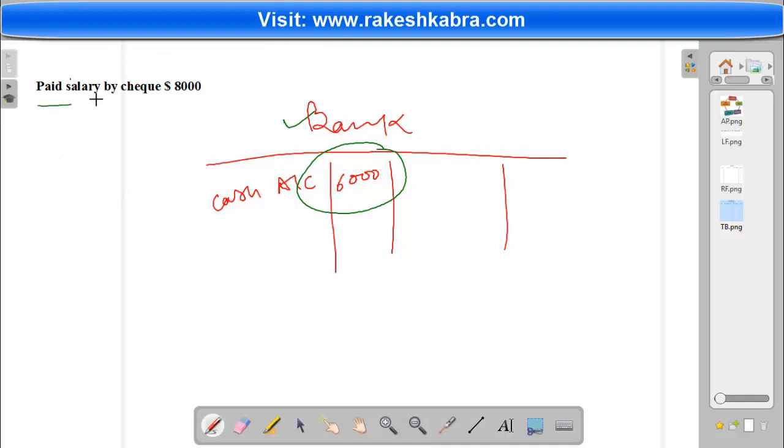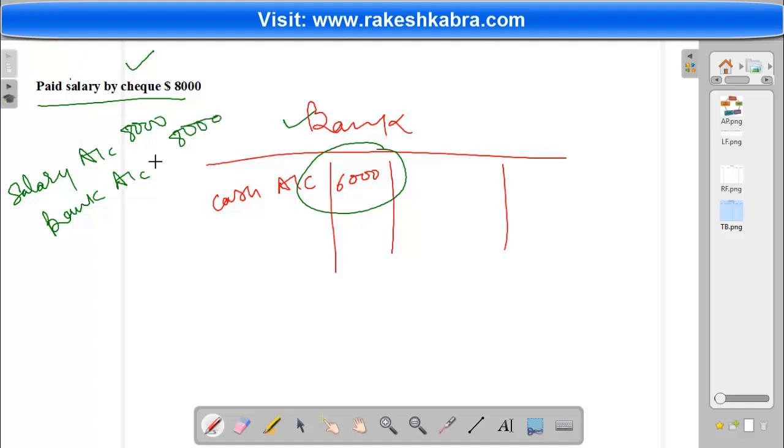This is our transaction, and see the entry for this transaction. Salary is an expense, so I will debit the salary account. Salary account will be debited with 8,000. And as we issued the check, it means payment will take place from our account. So bank account will be credited. Credit the giver. Salary is expense, so debit all expenses. And who will pay this 8,000? Our bank account will pay on our behalf. So credit the giver. Salary is nominal, debit all expenses. Bank is personal, so credit the giver.